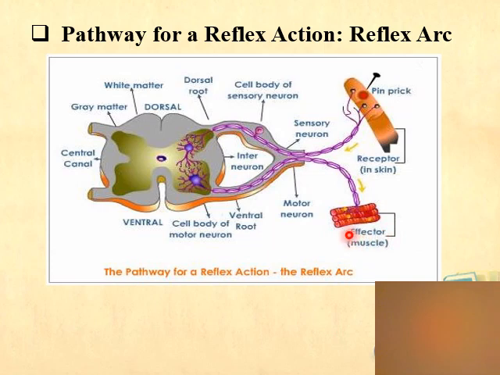The effector organ is also called the motor organ, and it is called motor because it is responsible for movement. It is the one that allows us to move our hand or to pull it away in order to avoid damage and avoid pain.